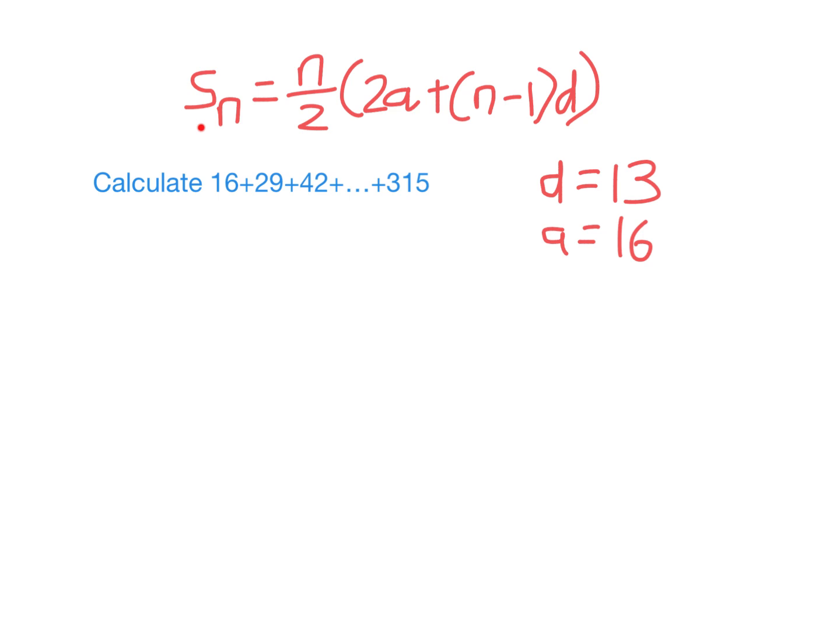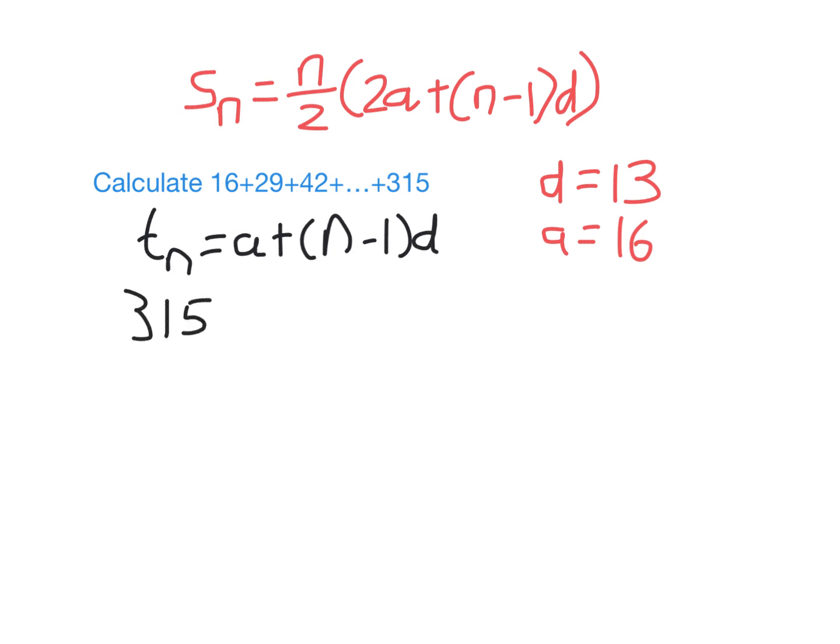But in order to calculate S, I need to also know n. I need to know how many terms are being added up. So what I need to do is find, for this last term, which term is it? Is it the 7th? Is it the 76th? Whatever. To do that, I'm going to use the formula from last time, Tn equals a plus (n minus 1)d. I'm going to substitute into this equation Tn as 315, that's the value of the term, which is equal to a plus (n minus 1) times d, d being 13.